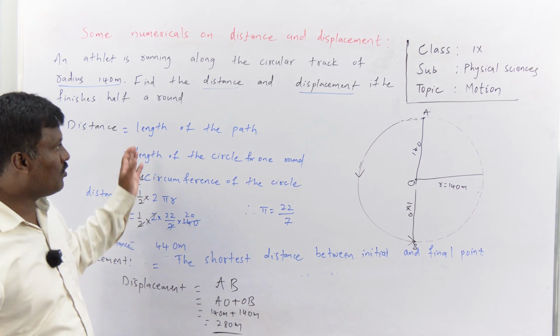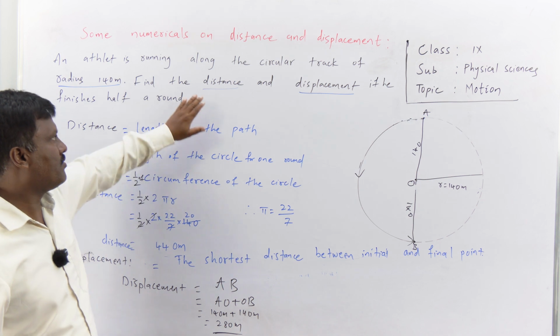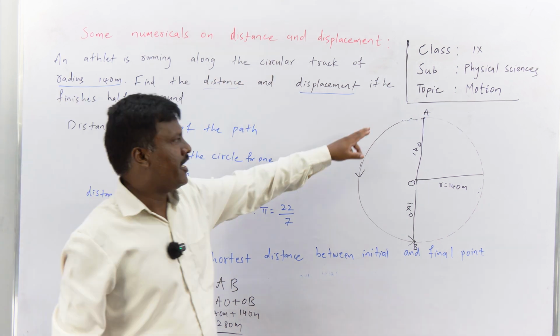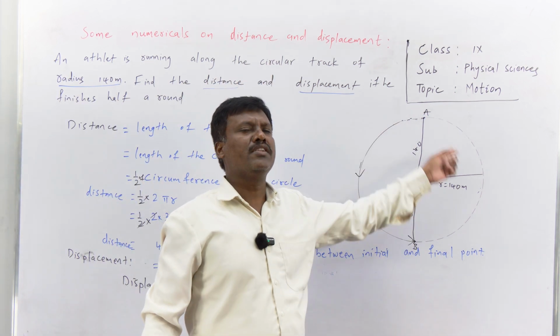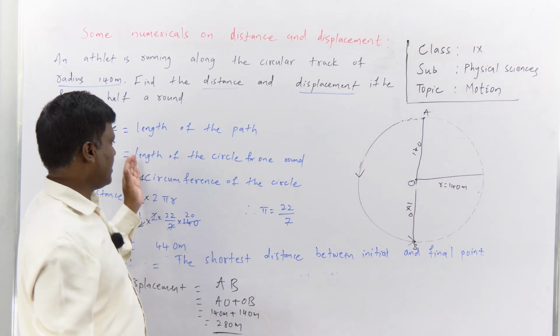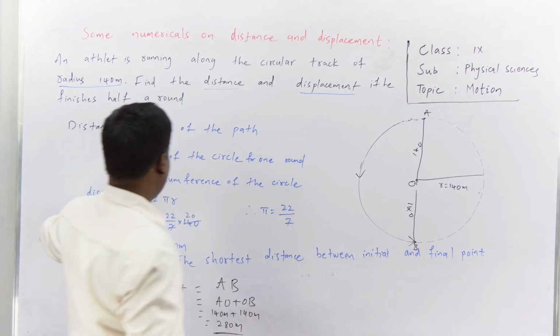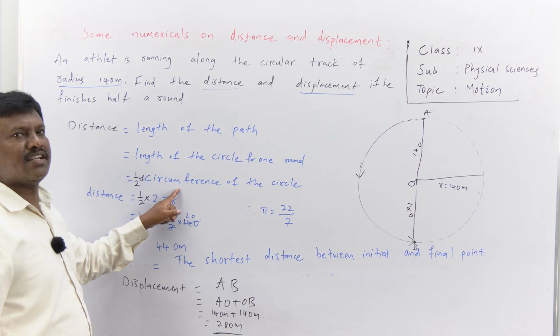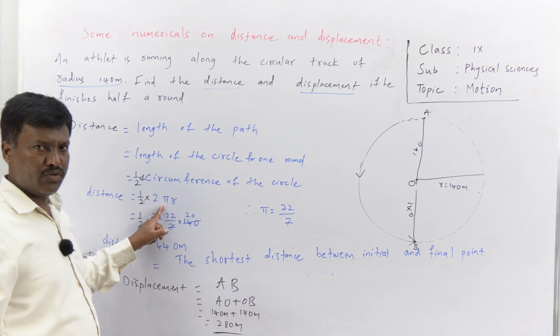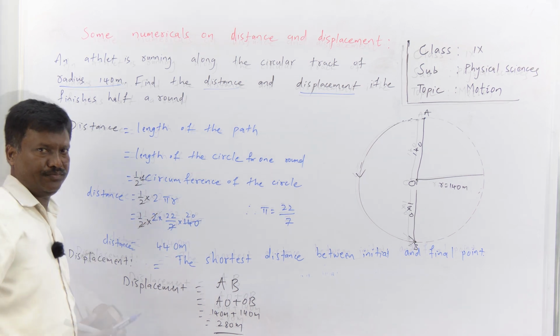I hope you understand how to calculate distance and displacement problems related to a circular track. If a person finishes the complete round, you have to take 2 pi r, the circumference of the circle. If he finishes only half of the round, you have to take half of the circumference of the circle, half into 2 pi r. So note this down.